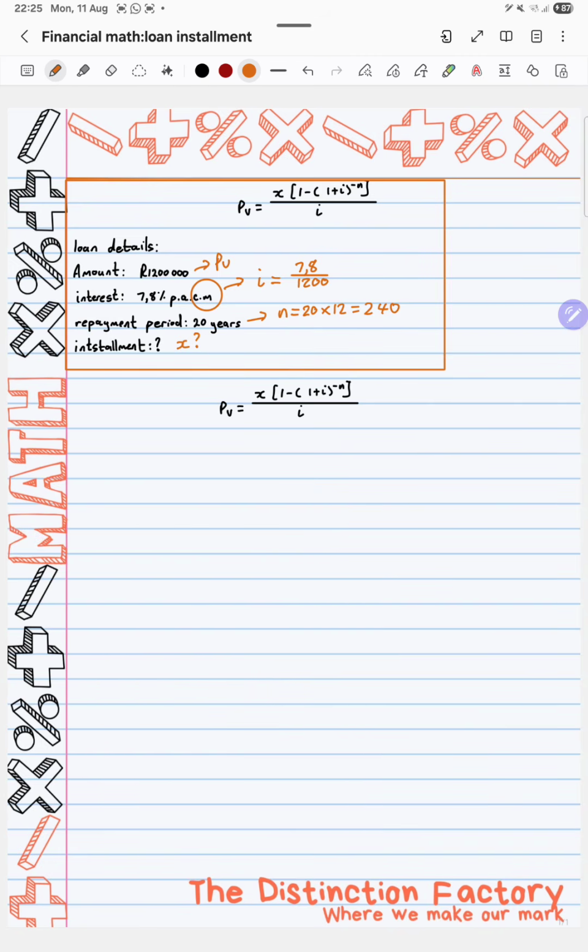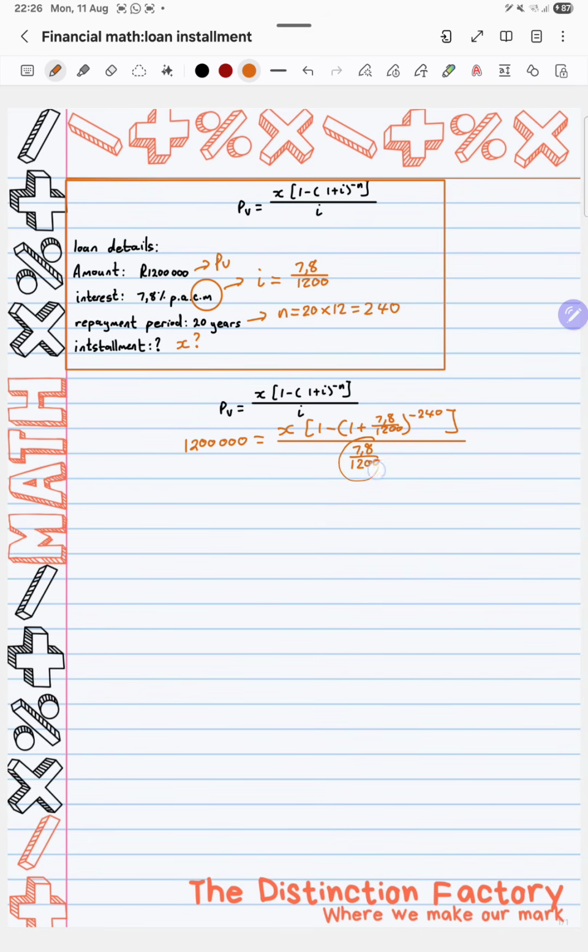So I'm going to start by subbing everything into their positions. So 1.2 million as our present value, x as our unknown, 1 minus (1 plus our interest rate, 7.8 over 1200) and then our n is negative 240, and that's all over our interest rate again, 7.8 over 1200. Great, so now we just need to try and solve for x.